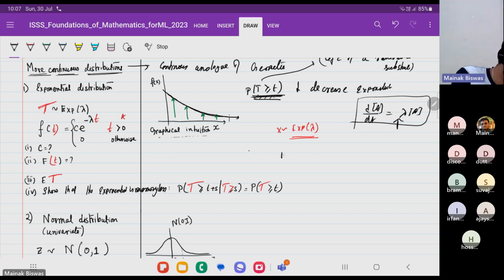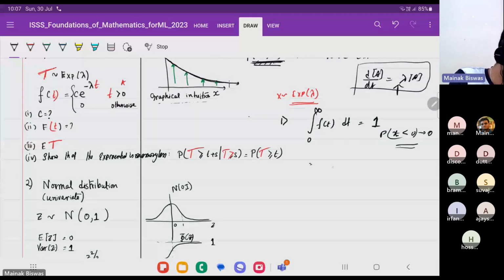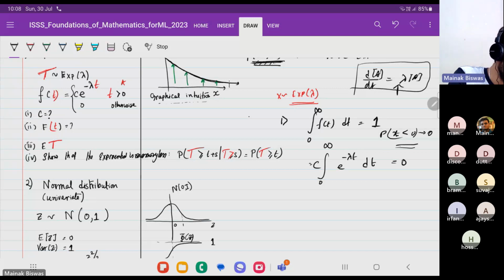First question, what is the value of c? How do I find it? Very good. Yes, correct. The integral of f of t from 0 to infinity dt will be equal to 1, because the probability of t less than 0 is equal to 0, so we'll not consider that. So this is going to be c e to the power minus lambda t, integral from 0 to infinity dt. Let's keep c outside for the time being, equal to 1.